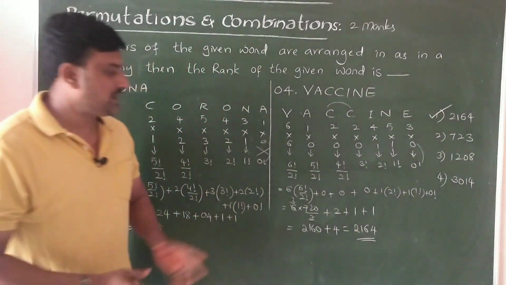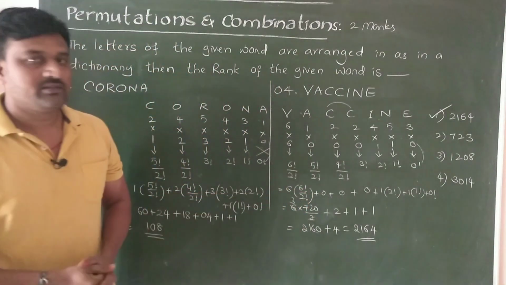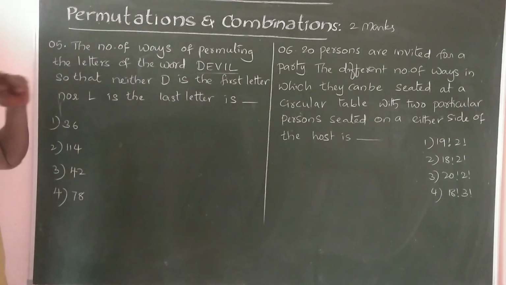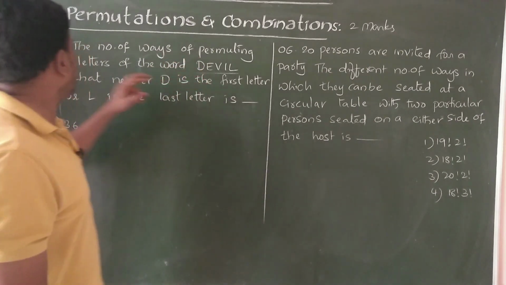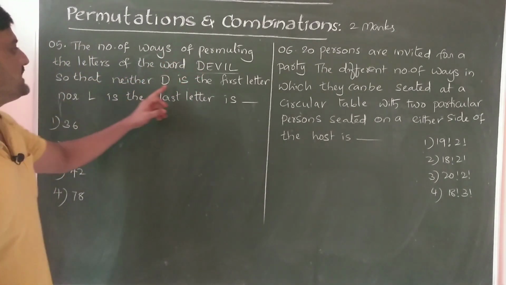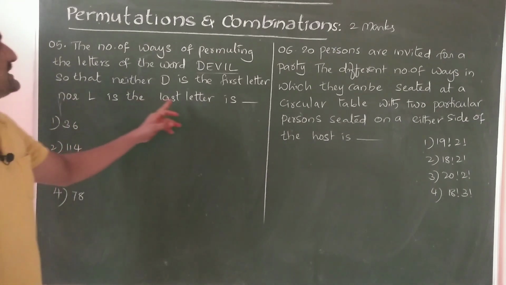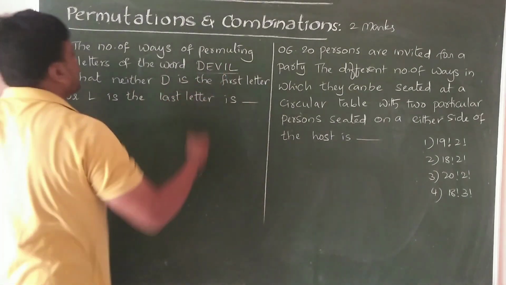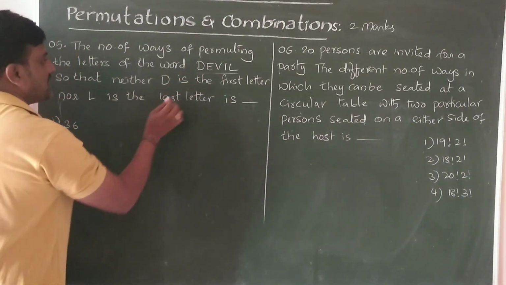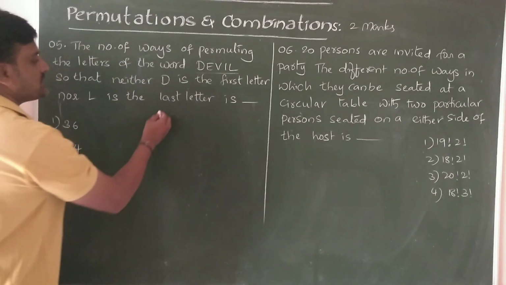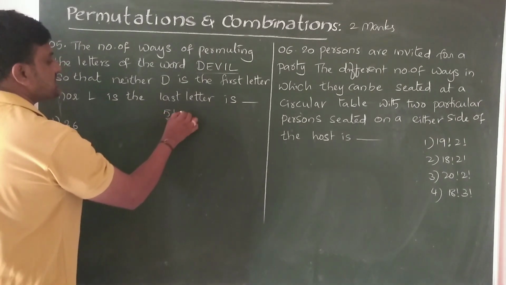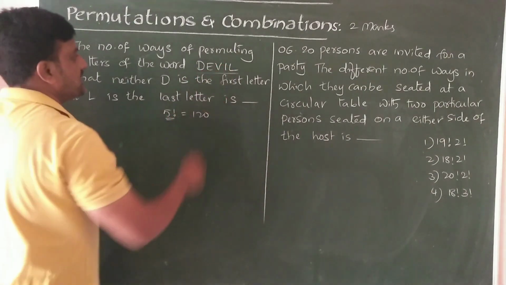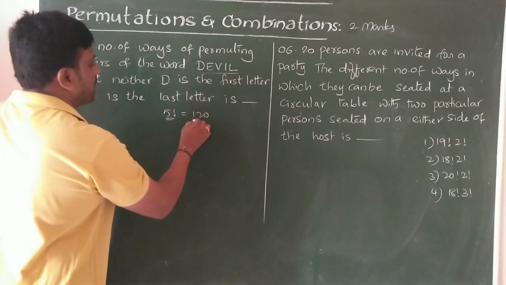Okay. I hope you can understand this simple method. Now the problem is: the number of ways of permuting the letters of the word DEVIL so that neither D is the first letter nor L is the last letter. In how many ways can we permute the word DEVIL? DEVIL is a 5-letter word, yes or no? So 5 letters can be arranged in how many ways? 5 factorial ways. All are different, distinct letters. So 120 words are there.